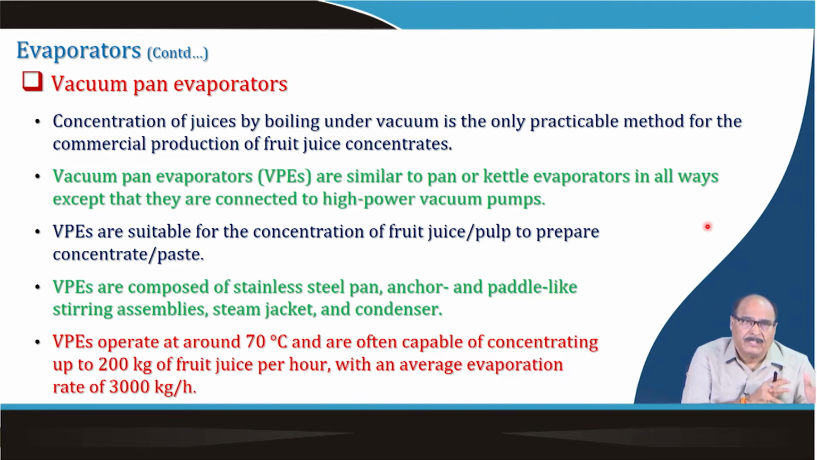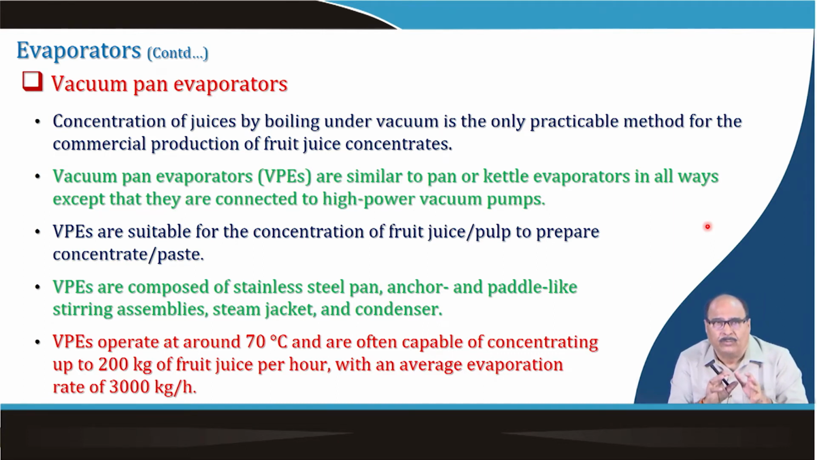Here the same principle works, but by creating a vacuum, the fruit juice can be caused to evaporate even at a temperature lower than 100 degrees Celsius. So, vacuum pan evaporators operate at around 70 degrees Celsius and they are often capable of concentrating up to 200 kg of fruit juices per hour with an average evaporation rate of around 3000 kg per hour.